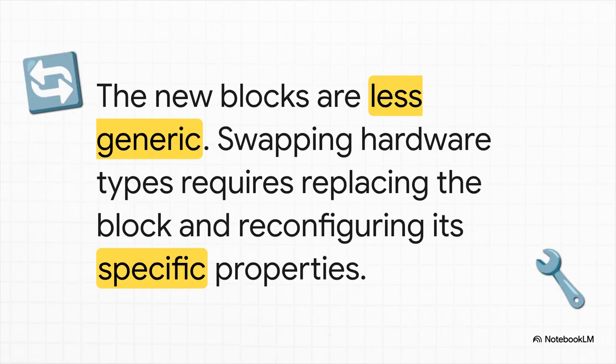Okay, but it can't be all sunshine and roses, right? There has to be a trade-off, and there is one, and it's an important one to get. Because these blocks are now so specific, they're less generic. You can't just easily swap an input from, say, a logiBUS input to a data panel input anymore. If you want to change the hardware type, you now have to actually delete the old block, drop in the new specific one, and configure its properties right there.